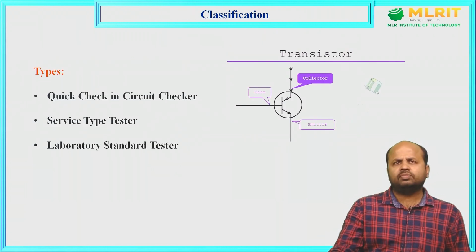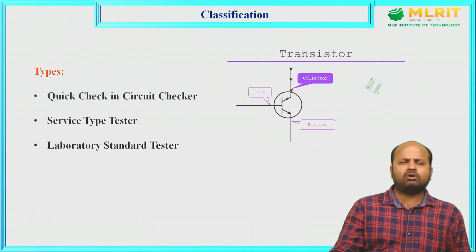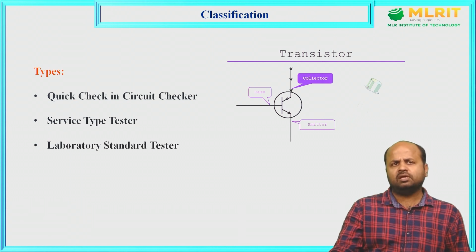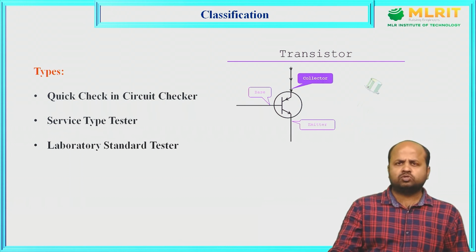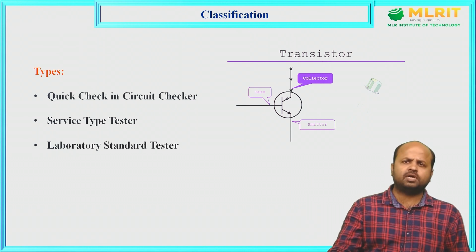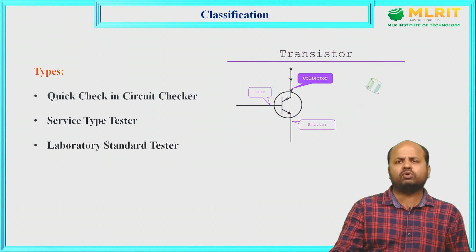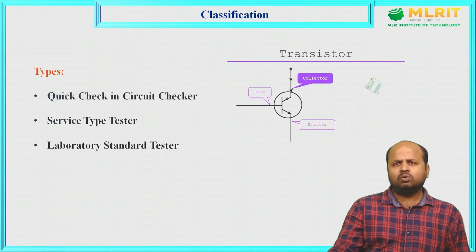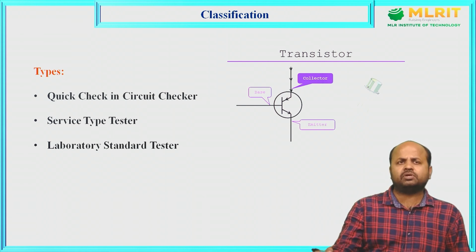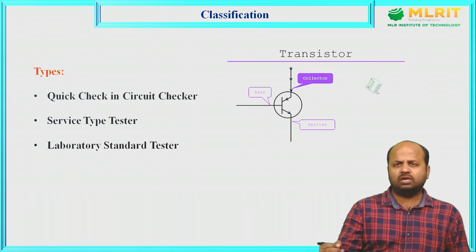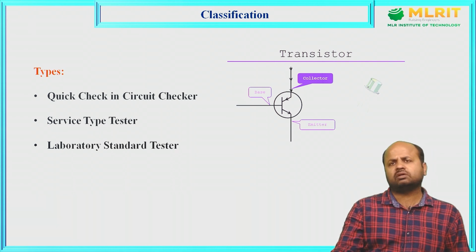So we know that there are different types of transistor tester. First of all, there is the quick type of transistor tester, then the service type transistor tester, then the laboratory standard tester. In quick check, we normally observe whether the transistor is properly working or not. Means we check its junction voltage, whether there is some discontinuity at the junction, or whether it is giving the proper junction voltage or not. In the service type tester, we find some electrical parameters of a transistor like short circuit current gain, leakage current, and various other parameters.